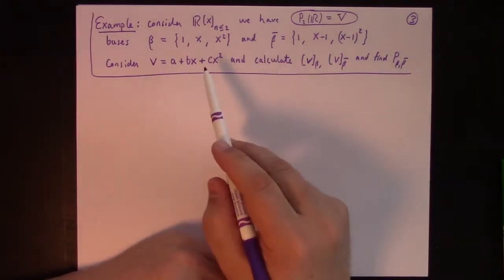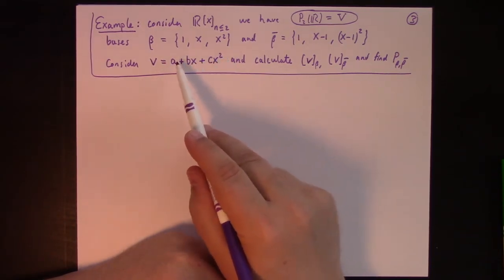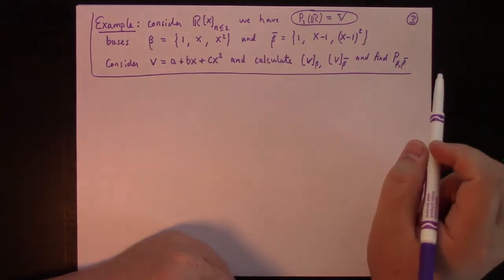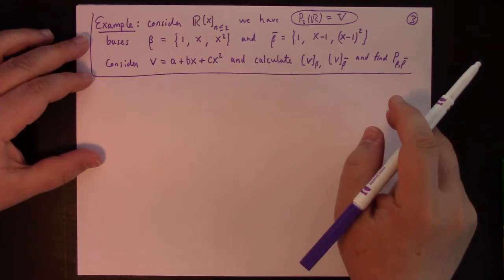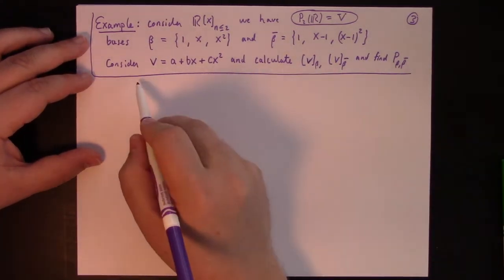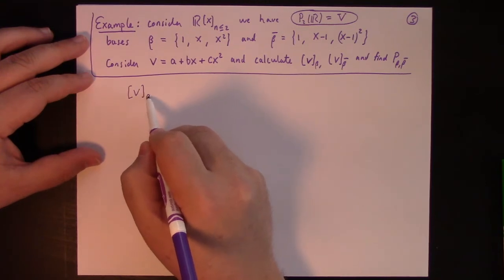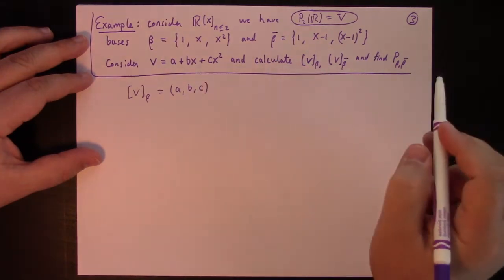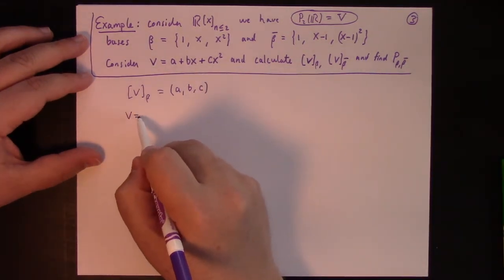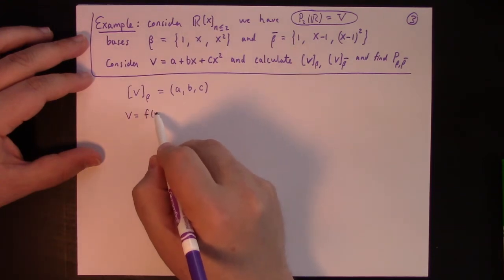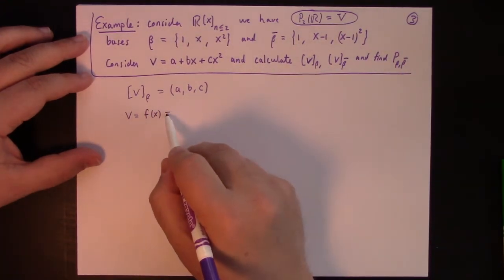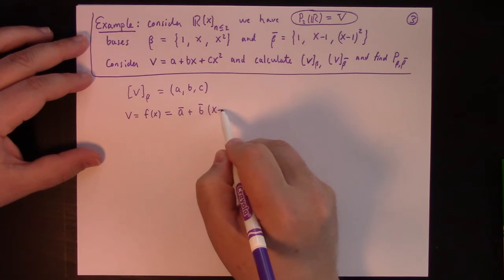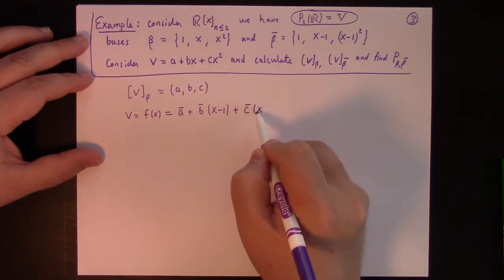And what I want to do is look at this vector, a plus bx plus cx squared, for arbitrary a, b, c, and calculate the coordinate vector with respect to the beta basis and the beta bar basis, and see how they're related and how that formula we just derived works out. To start with, by definition of coordinate vector, you can already see that v beta is equal to (a, b, c), right? Now, if we say v is equal to f of x, then we're looking to find a bar plus b bar times x minus 1 plus c bar times x minus 1 squared in this context.